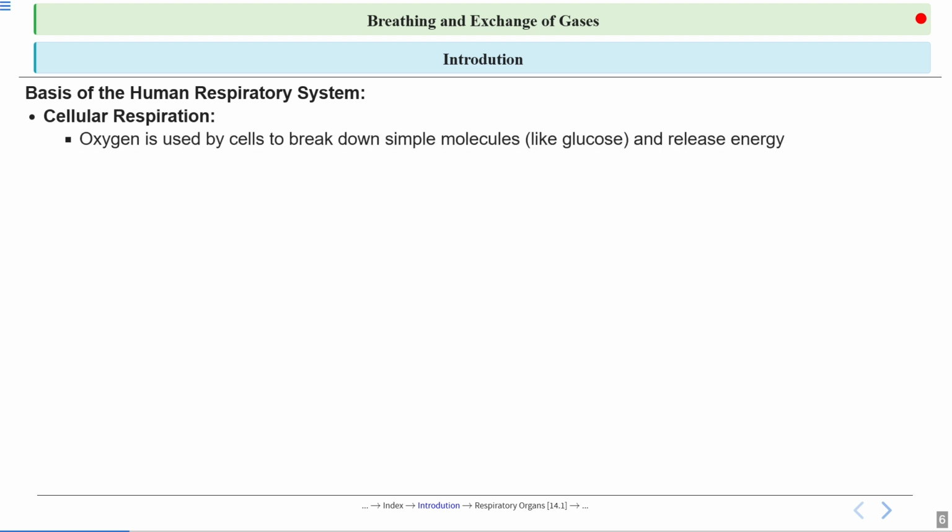Okay, we talked about cellular respiration. What happens in cellular respiration? First of all, what is cellular respiration? The respiration which is occurring within the cell is known as cellular respiration. And here oxygen is used by the cells to break down simple molecules like glucose, and energy is released in the form of ATP. Along with energy, carbon dioxide is also released.